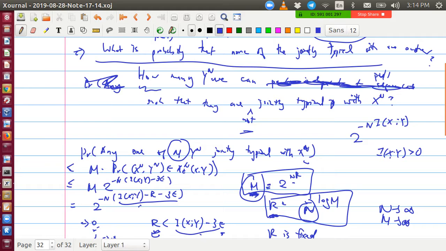If we pick m, I say n, if you pick m as 2 to the nR, as you can see from the proof we have earlier, then R is basically fixed, right? M is not fixed, but R is fixed. You know that R should be less than Ixy here.